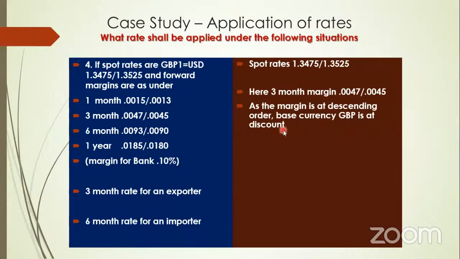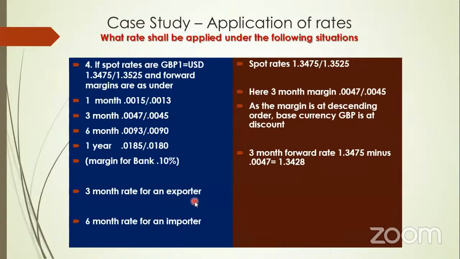Up to this, understood or not? Why did I say discount? There I told based on interest rate. Here, the interest rate they have not given. You have to conclude based on the way they have quoted the forward margin. Forward margin, if this side is low, it is a discount. Now, discount means what will you do?